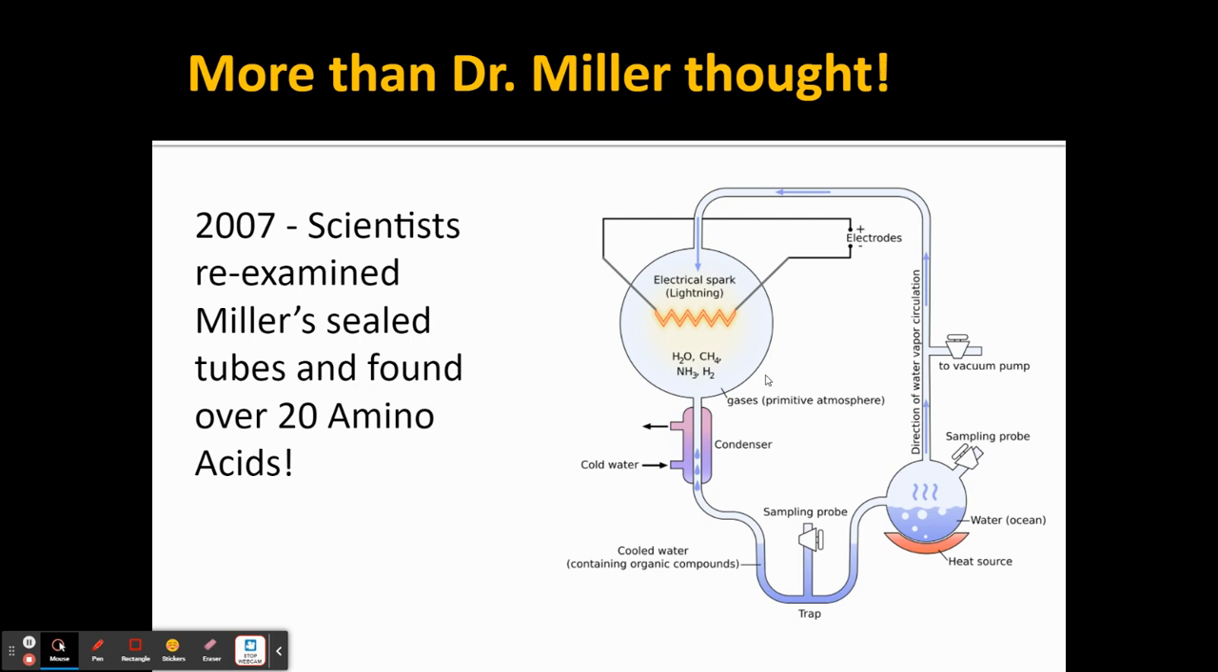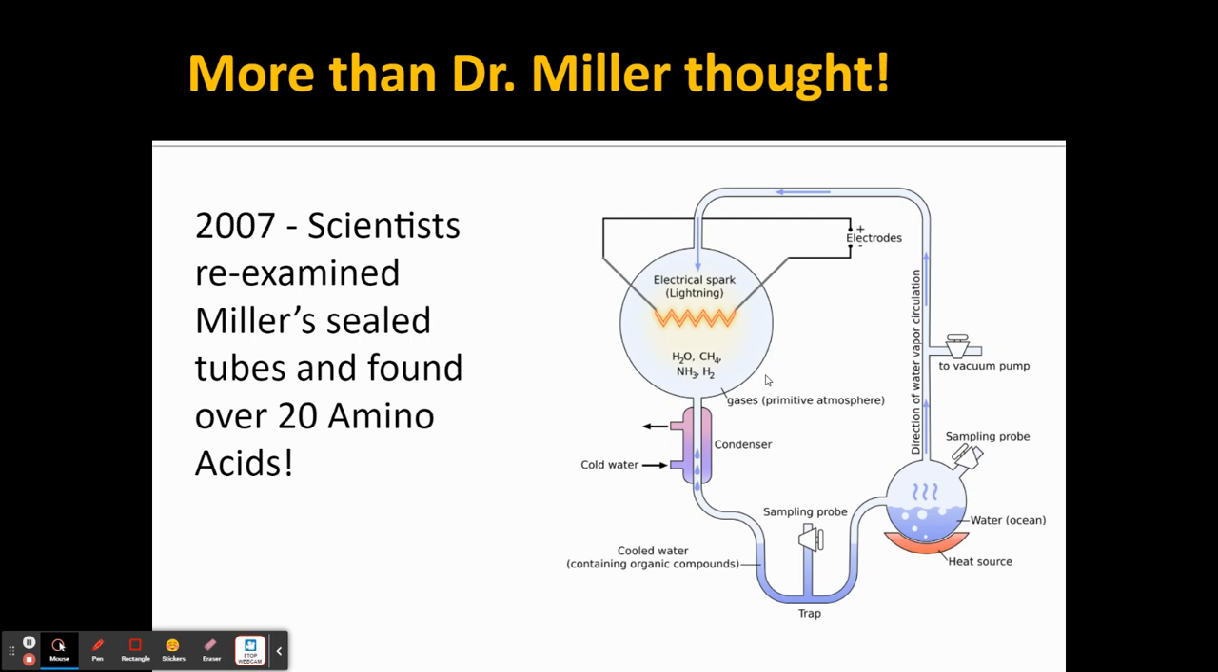This experiment has been repeated over and over again with different combinations of gases, with different types of heating sources, all sorts of different things, even without lightning. And always, as they run this, there is chemical evolution occurring in these systems where we go from inorganic molecules such as water and nitrogen, or excuse me, ammonia and hydrogen gas and things like that, into organic compounds such as amino acids.